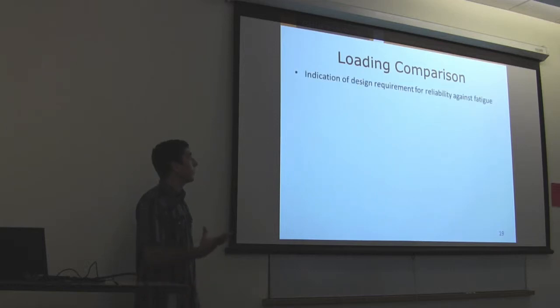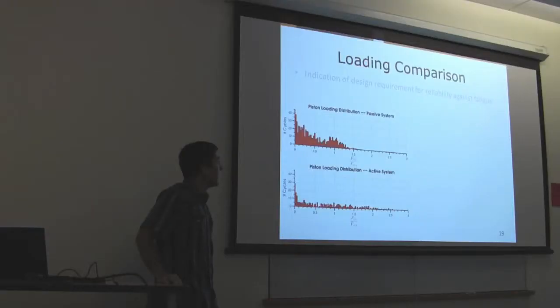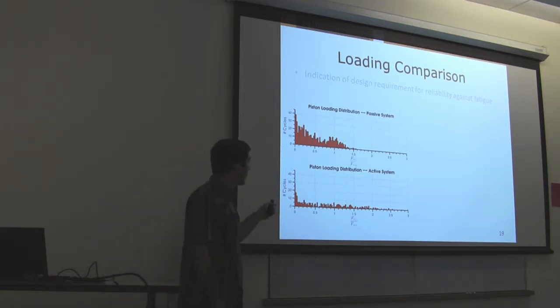And so the reason for doing this, it provides a way for you to see right away the qualitative aspects of these forcing profiles, so you can look at what your design requirements might be to protect against fatigue damage, fatigue failure. So for the passive system and the active system on the piston side, we show these two histograms. We see the passive system has much higher number of cycles, or higher frequency, whereas the active system has a much wider distribution.